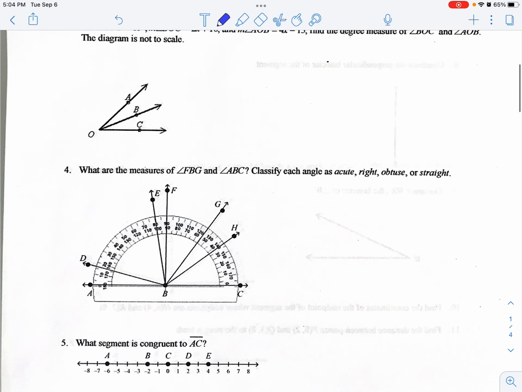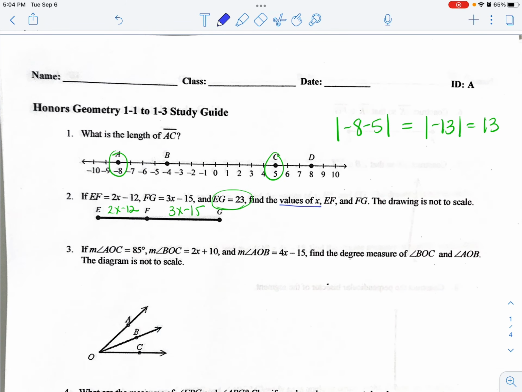I'm going to come back up here and write my solutions. So find the value of x. X equals 10. Now to find the values of EF and FG, I just need to plug that 10 in. Since EF is 2x minus 12, I will just do 2 times 10 minus 12, which is 8. So EF is 8. And here you can either subtract 23 minus 8, or if you really wanted to, you could do the same thing with this one, 3 times 10 minus 15. You'll get the same answer either way as long as you did it correctly. FG is 15. Okay, so make sure you're giving me all of the answers the question is asking for.